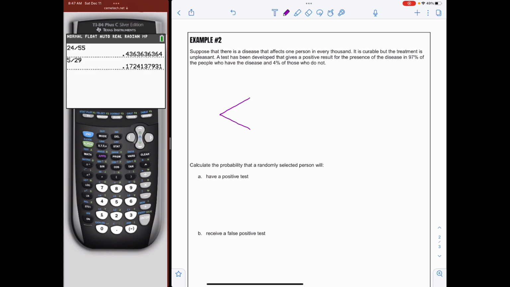So we're going to look at the fact that we have a disease that affects one person in every 1,000. So basically, the disease is going to affect one person in every 1,000. And we know that 1 divided by 1,000 as a decimal is going to be 0.001. So if I wanted to, I can just write this as 0.001. The disease does not affect, or no disease would happen with 1 minus that, which technically is 0.999.